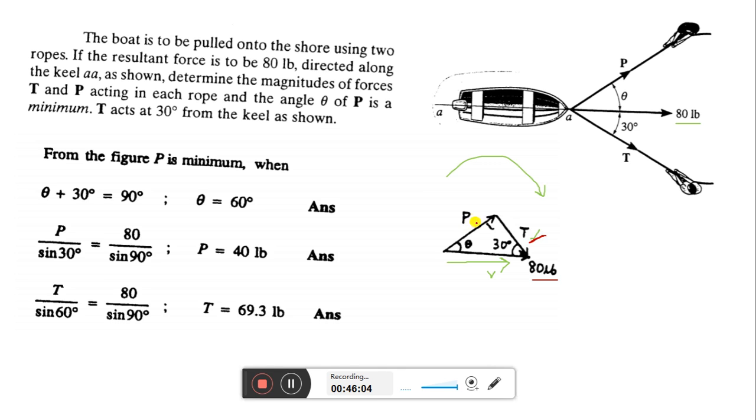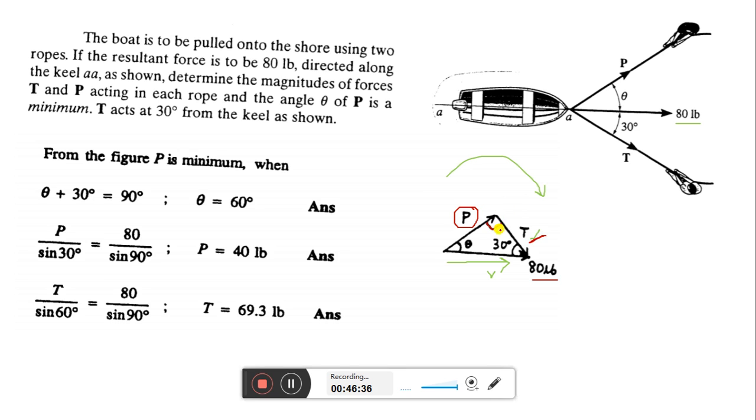Both you can adjust. But in order to make it minimum, the only possible way is to make it perpendicular over T. Then the value of P will be minimum. I think you will agree. You can slide it to any other position, and you can see that the value of P will not be minimum. P is minimum only when it is perpendicular over T.